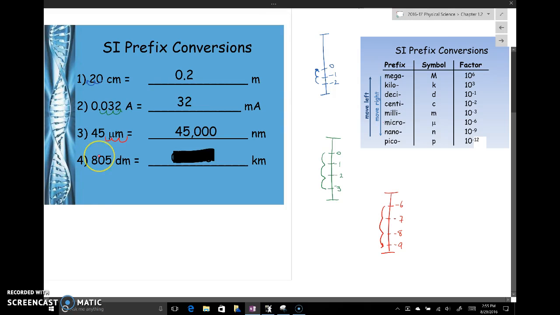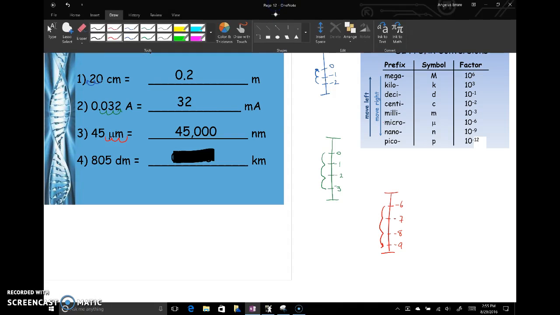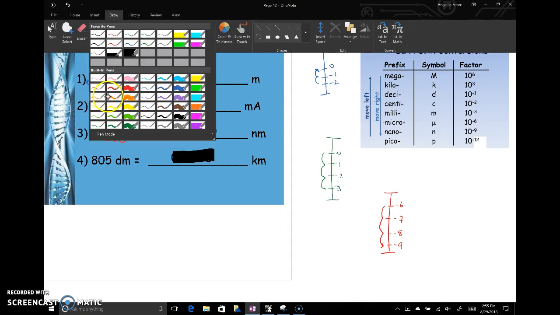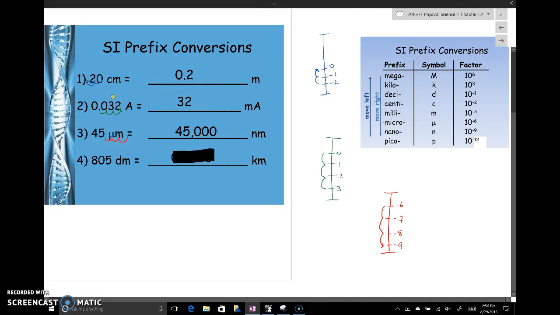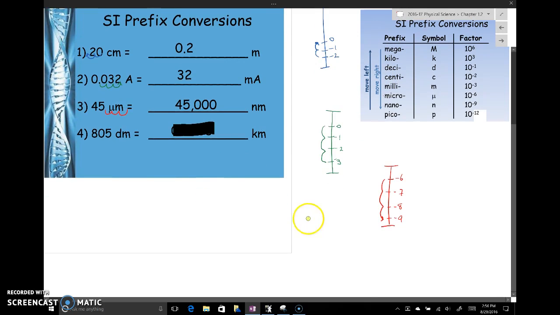All right, we'll try the last one. Pause it real quick. And we'll do this one together. So we're going from decimeters to kilometers. Deci is here, kilometers up here. We're going to a larger unit, so we're going to move to the left.